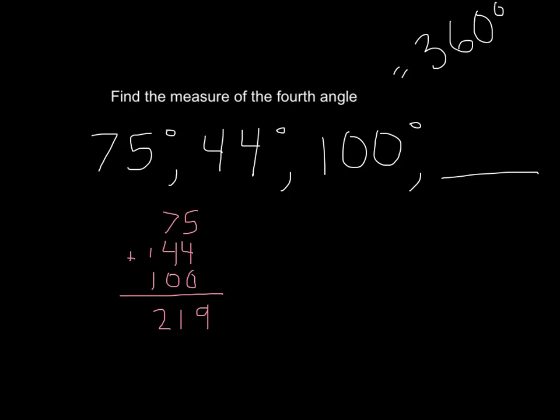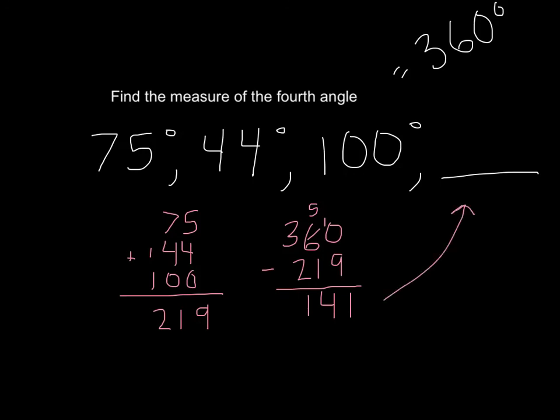I need to find the difference between 219 and 360, so I'm going to take 360 degrees, subtract 219, and try to make sure I do this math as carefully as I can. The answer I received was 141 degrees. I'm going to put that spot right here so that my missing fourth angle is going to be 141 degrees. And of course, if I wanted to go back and check my answer, I could add all four angles and double check to make sure that it equals 360 degrees.